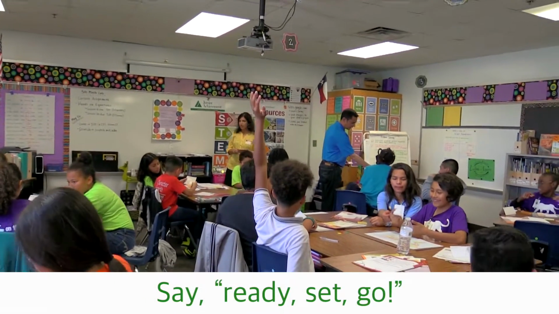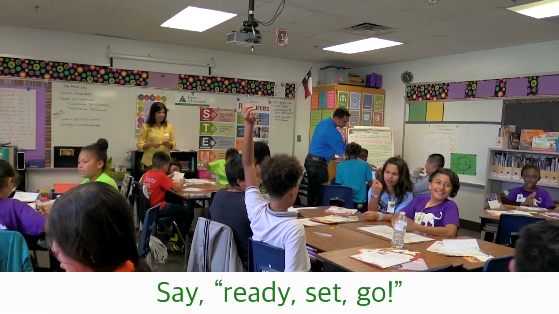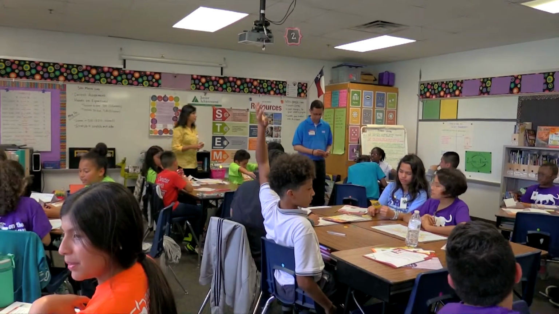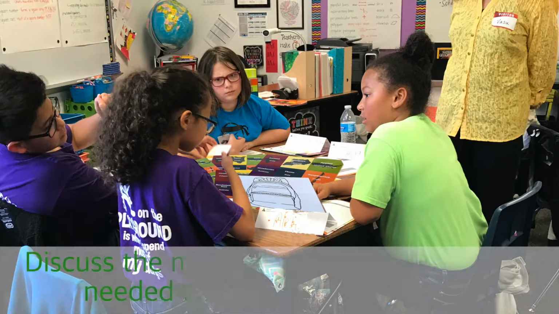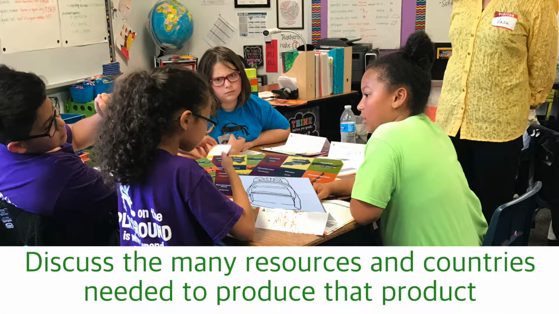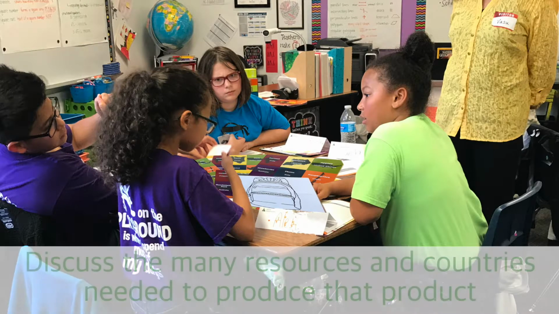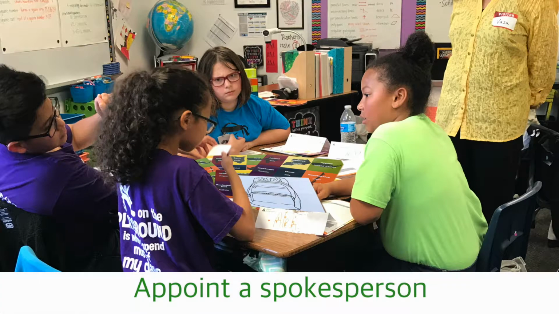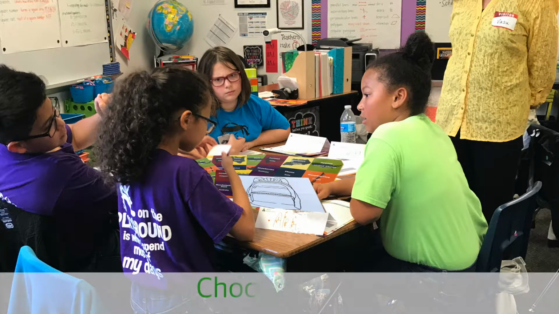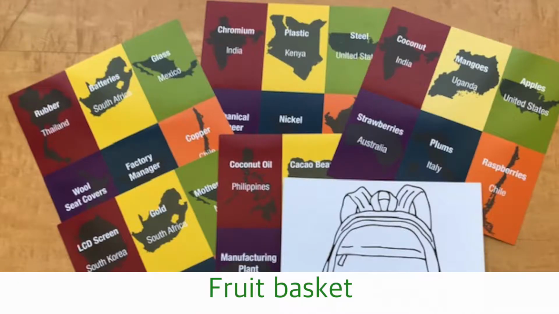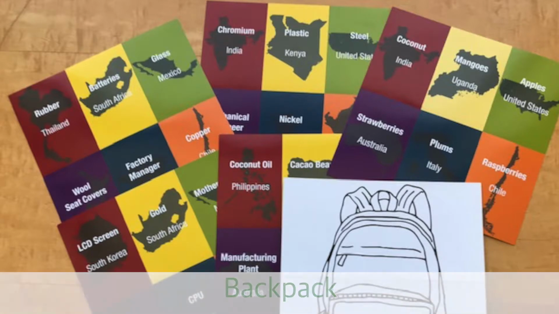You and the teacher should monitor as students seek out classmates with a piece of their product. Once students discover their product, have them stay in their groups and discuss the many resources and countries needed to produce that product. Have groups appoint a spokesperson who will share with the class that group's product and the resources and countries involved in making it. The mystery products are chocolate bar, fruit basket, computer tablet, car, toaster, and backpack.